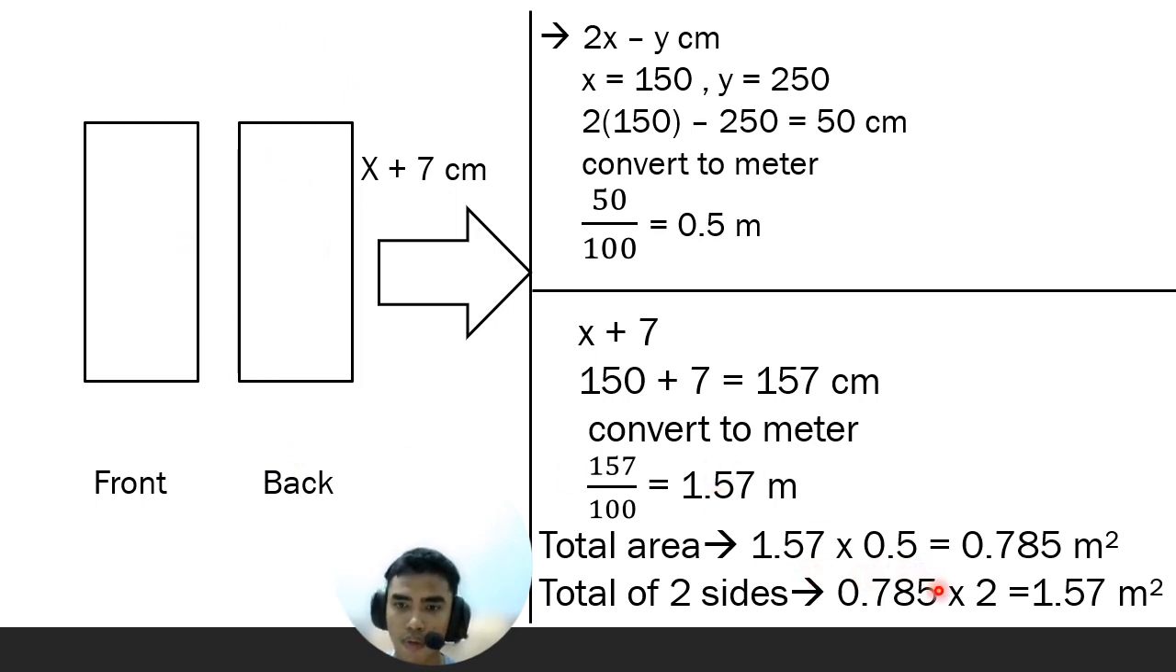So 1.57 times 0.5, we're going to get 0.785 over here. This is for one side only. If there are two sides, we multiply it by 2. So 0.785 times 2 is going to be 1.57 meters squared. So let's move on. Now that is the rectangle side.